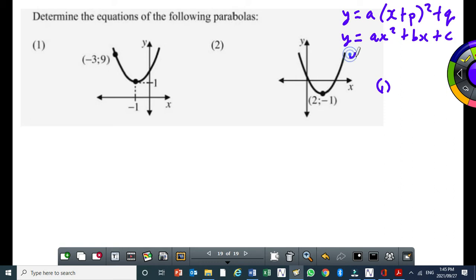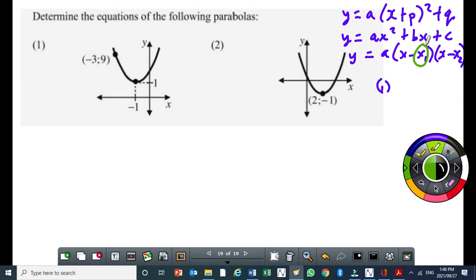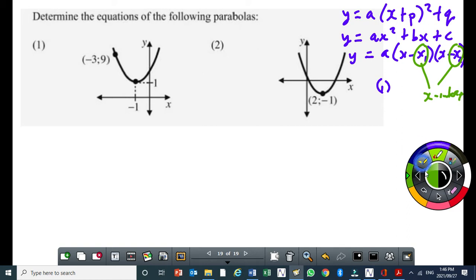Then we also have the X-intercept form, which is y equals a times (x minus x1) times (x minus x2). That's called the X-intercept form because x1 and x2 are the X-intercepts. They will be given for such a scenario.